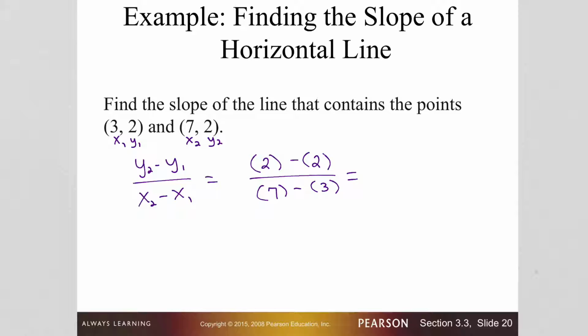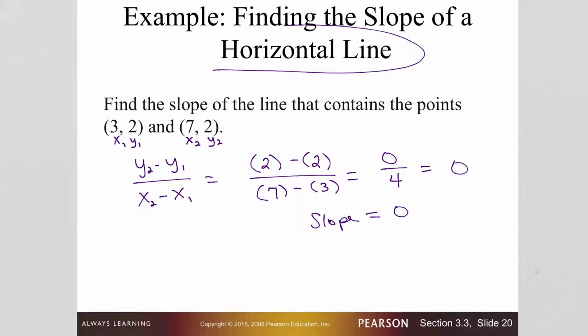Now I'm just going to do the math. 2 minus 2 is 0. 7 minus 3 is 4. Now, you can either take my word for it, or you can know that 0 divided by 4 is 0. So this guy has a slope of 0. Now, a slope of 0 means that you don't go up or down any, but you can go left or right all day long. So that means that this is a horizontal line.